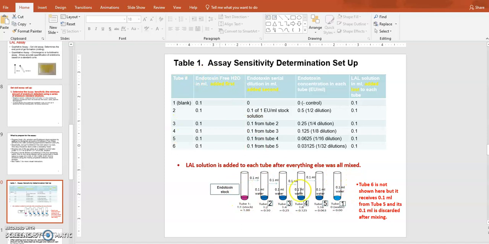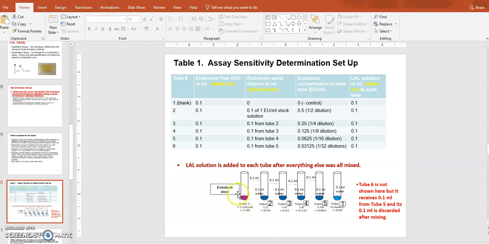So this is how the assay will be set up. If you have maybe 5 or 6 tubes, the first one would not have any endotoxin added. That's going to be just pure endotoxin-free water in a very clean test tube that's guaranteed to have no endotoxin. That's going to be your negative control. To that, you're going to add LAL solution to see if there's any clot formation or not. Of course, since there's no endotoxin, you're not going to have any clot formation. That's the negative control.